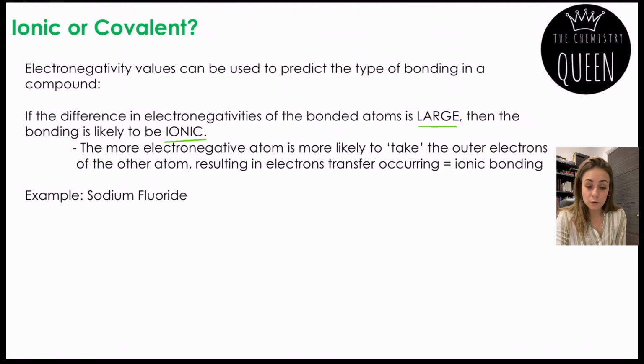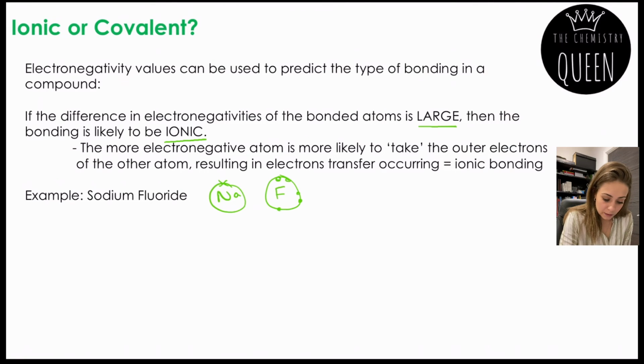A common example is sodium fluoride. When a sodium atom reacts with a fluorine atom, they don't share electrons because the difference in electronegativity is so big. Fluorine is much better at attracting electrons than sodium. So the fluorine will take the outer shell electron of the sodium atom. So we've got this transfer of electrons. This is going to form ions, a sodium ion and a fluoride ion. So now we've got ionic bonding occurring. So if the difference in electronegativities is large, then the bonding is likely to be ionic.